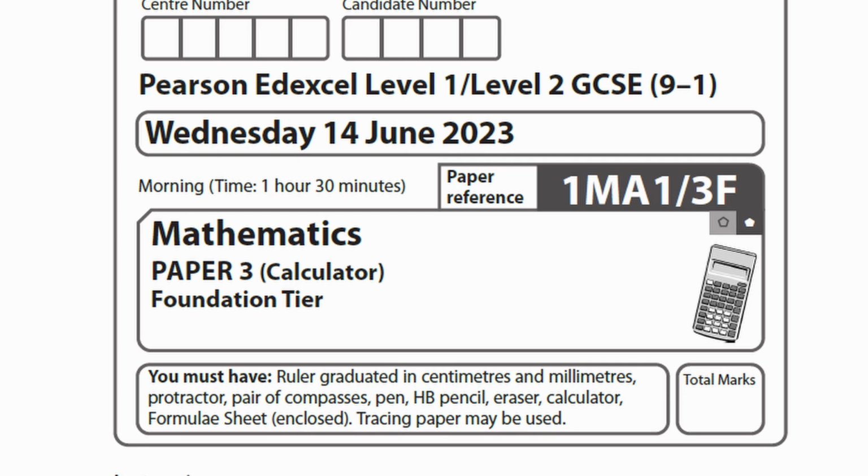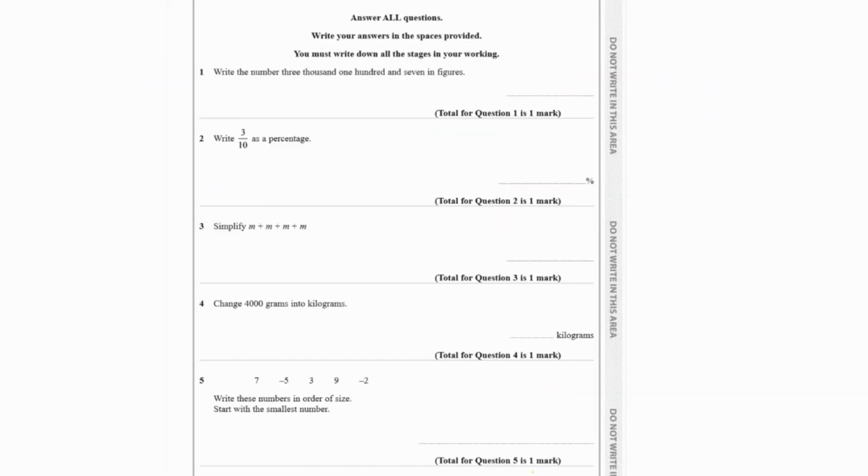In this video, we will be looking at the May-June 2023 Edexcel Foundation Paper 3, which is a calculator paper. Question 1. Write the number 3107 in figures. So we know that in the thousand place we will have 3.